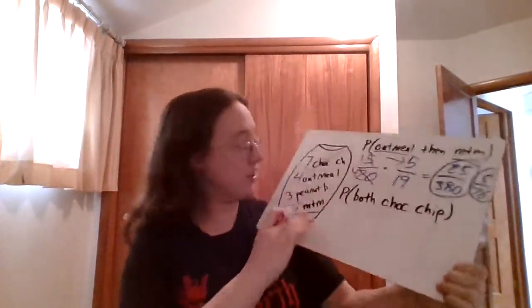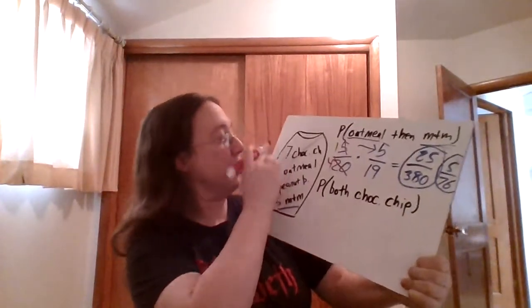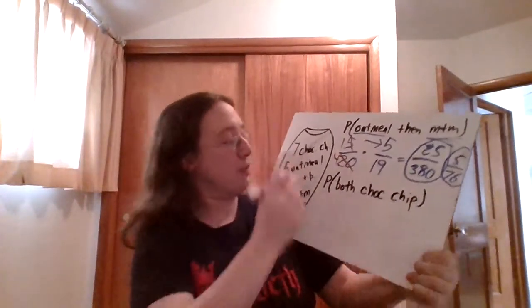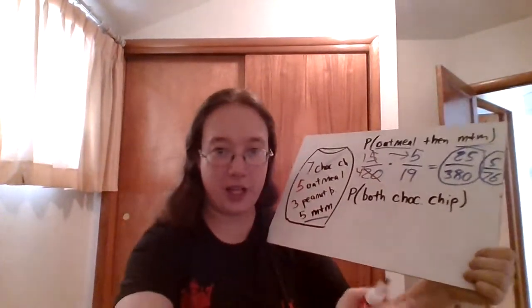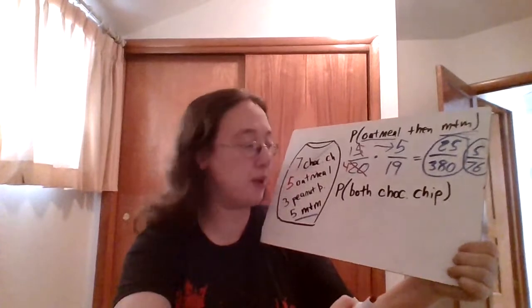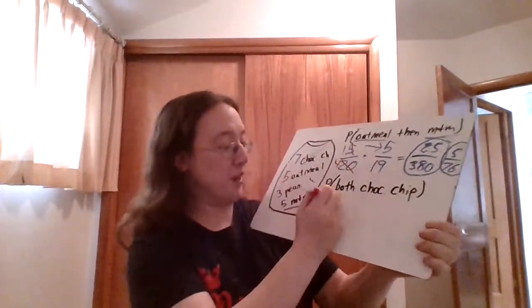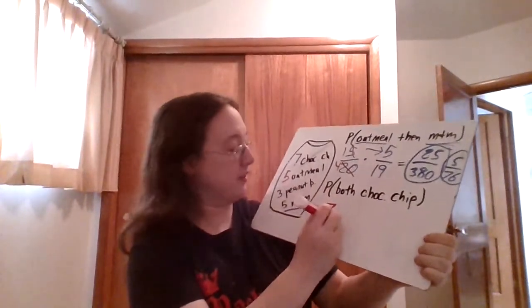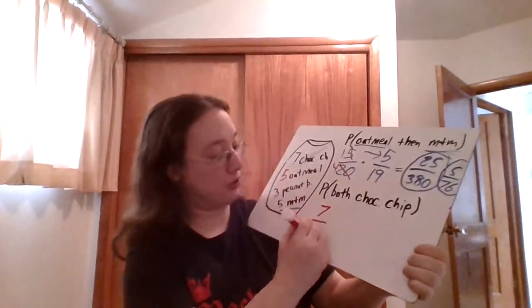Now I want to know what our chances are, and I'll put this oatmeal cookie back here. What are our chances of getting both chocolate chip? For the first one, we've got 7 chocolate chip cookies out of our 20 cookies total.